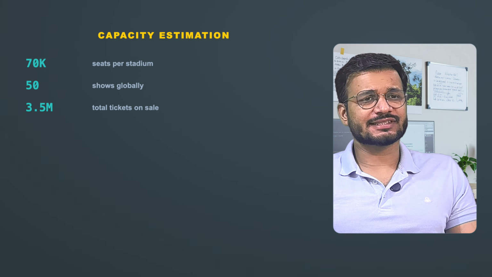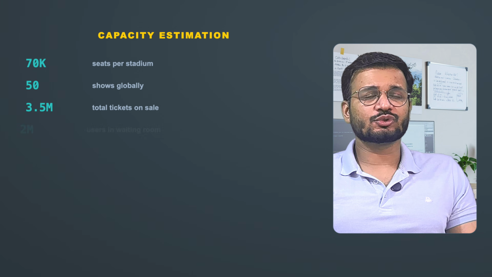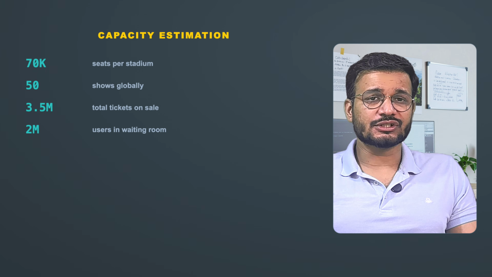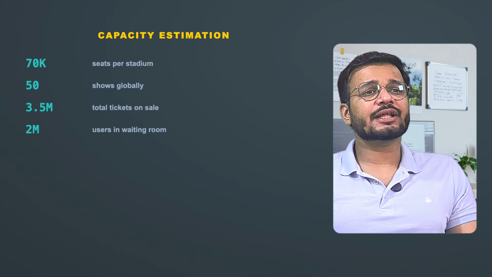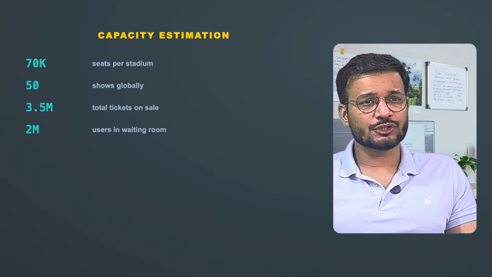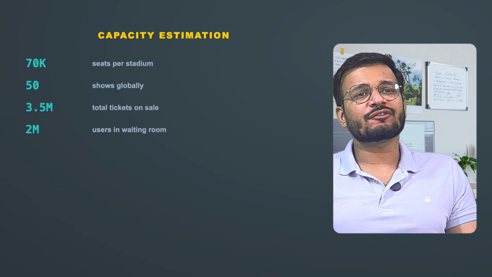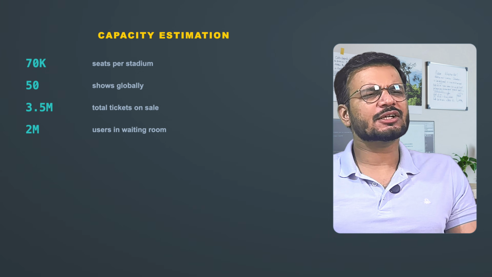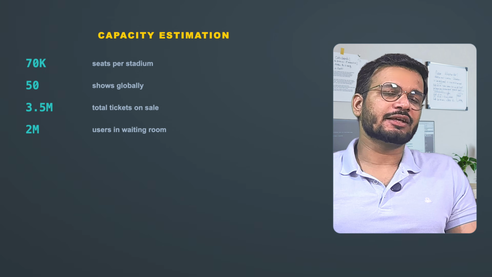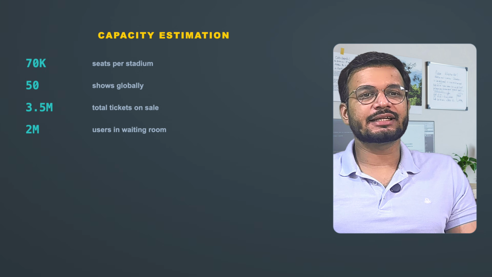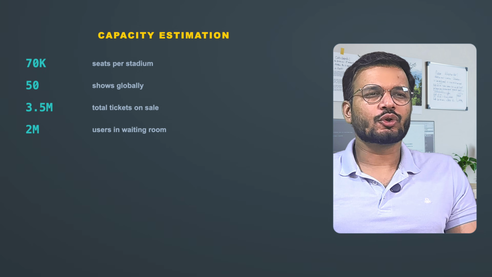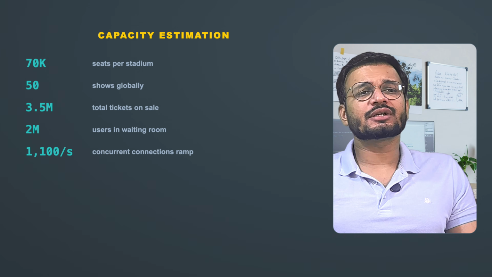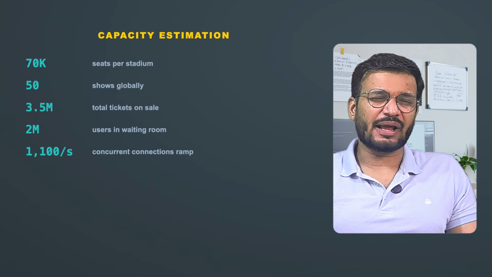What about the requests per second? At the exact moment when users are admitted, if we admit in a batch of 10,000 users every 30 seconds, we are generating about 500 seat page loads per second plus 500 checkout requests per second from active shoppers. That sounds manageable, but the real spike is in the waiting room that joins at T minus 60 minutes. 2 million users connecting in 30 minutes, which is around 1100 concurrent connections per second, ramping up.